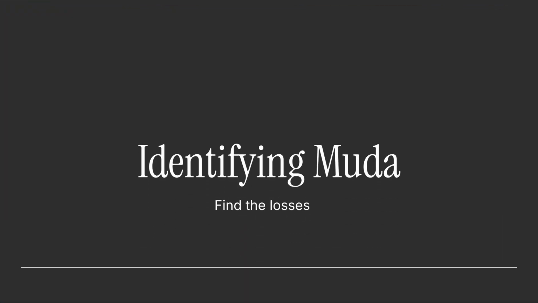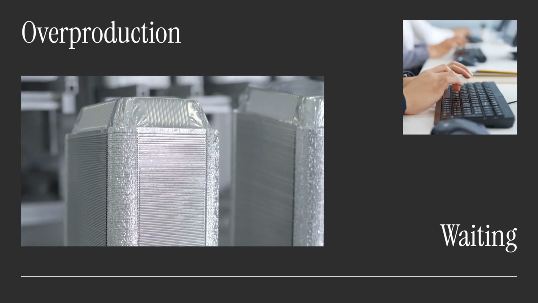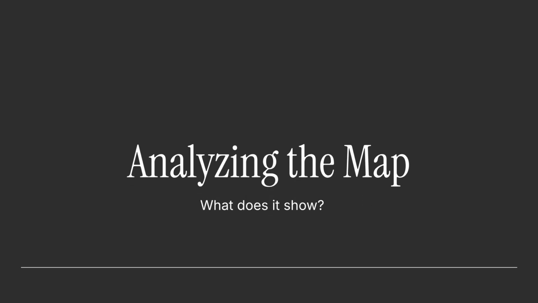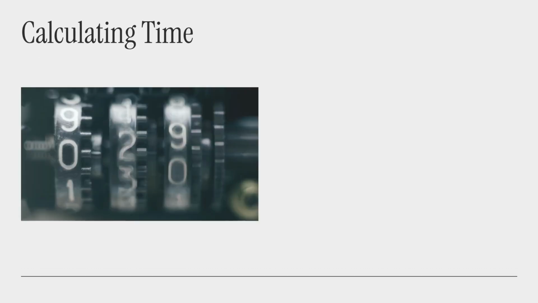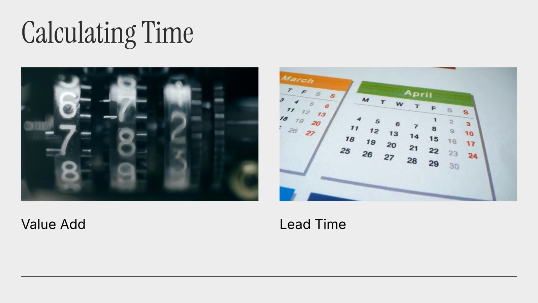Muda, or waste, includes activities that do not add value, such as overproduction, waiting, transportation, and unnecessary movements. Recognizing these 7 or 8 classic types of losses is essential for improving any process through VSM. After creating the map, it's time to analyze it to determine value-added time, total lead time, and identify areas with significant time losses. Key metrics such as value-added time and total lead time are critical in understanding the efficiency of the current process.